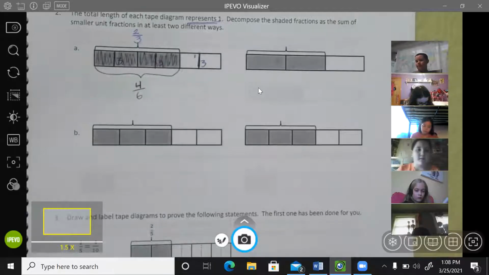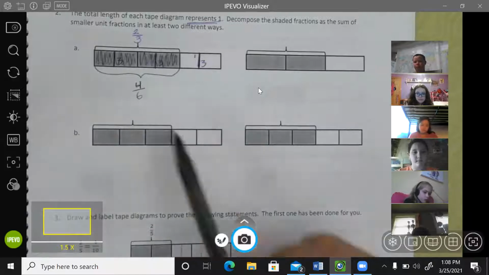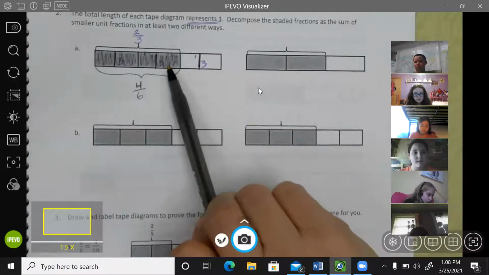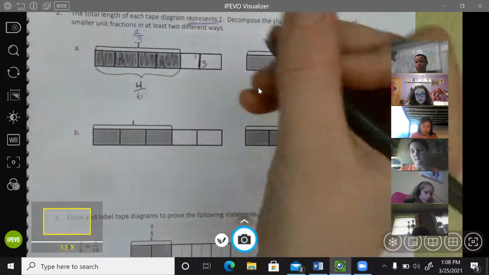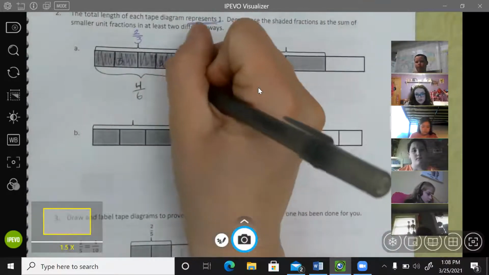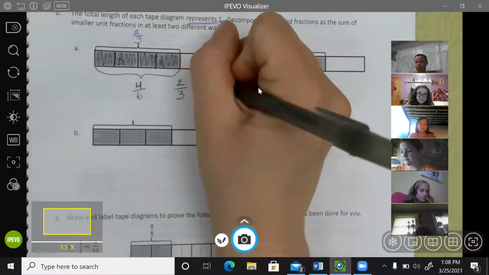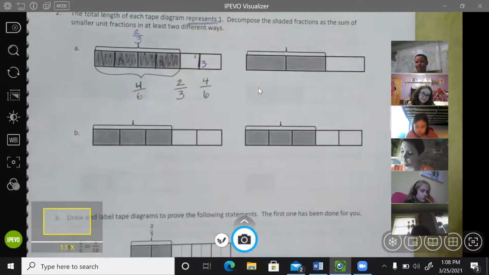That they both add up. Are they the same or different shading? It's the same amount of shading. It is because it's exactly one on top of the other. So now I'm going to show you how you can use multiplication to prove that these are equal. So I want you to write right beside here 2/3 and 4/6.